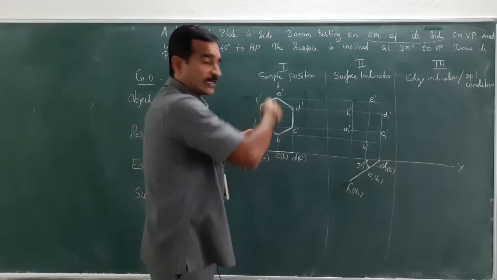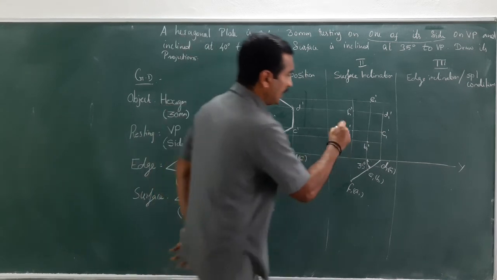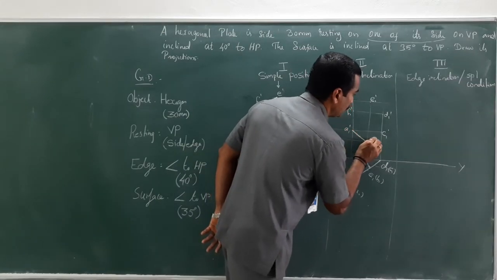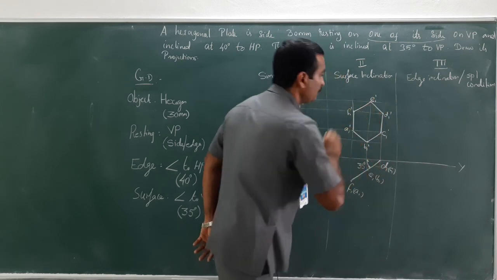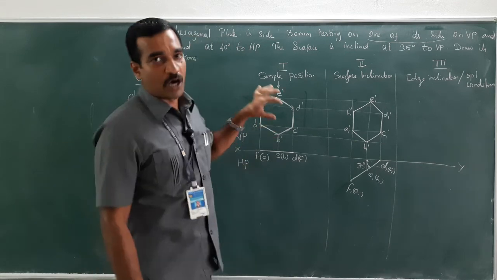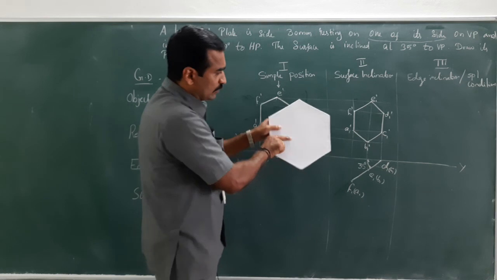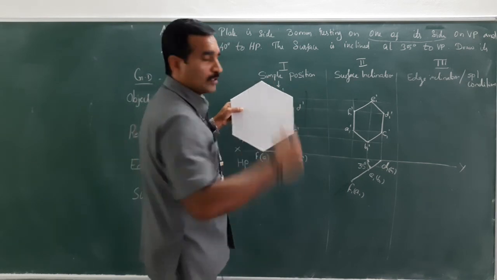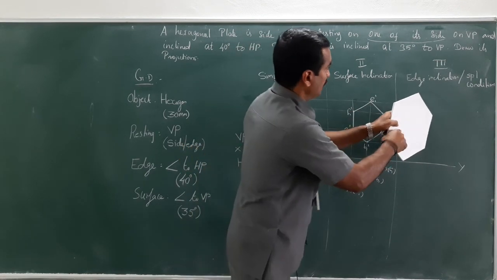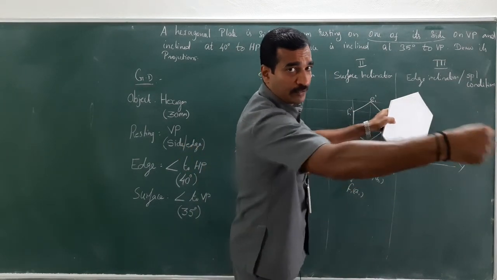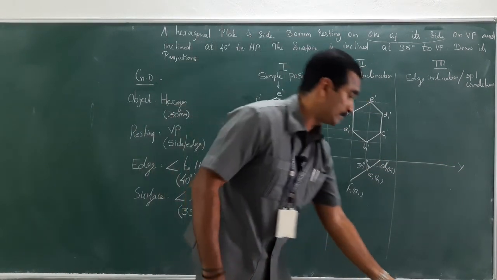How did I draw the hexagon shape? A to B, B to C, C to D, D to E, E to F and F to A. Similarly, I am going to connect here: A to B, B to C, C to D, D to E, E to F and F to A. You could see a skewed shape of the hexagon because the object was initially in this manner. You could see the true shape here. The object has been tilted at an angle of 35 degree, and when you look from the front, you could see a reduced or skewed shape of the object.